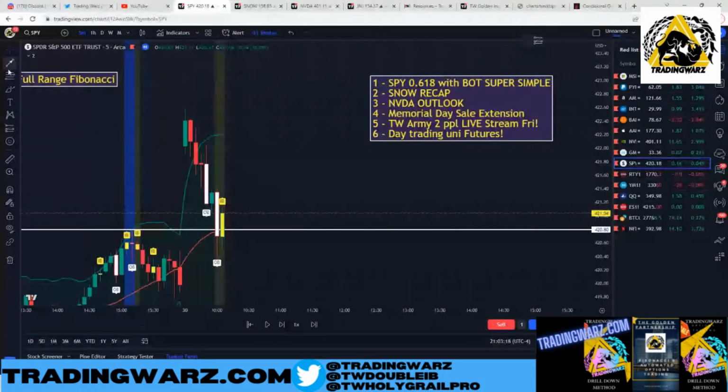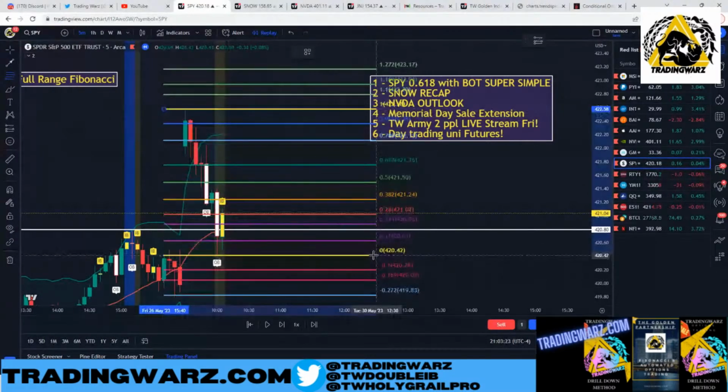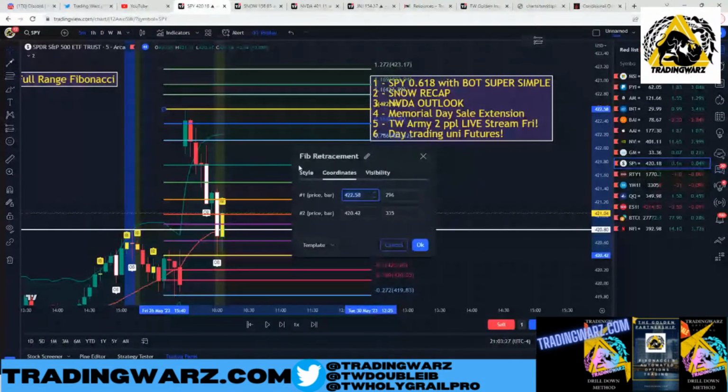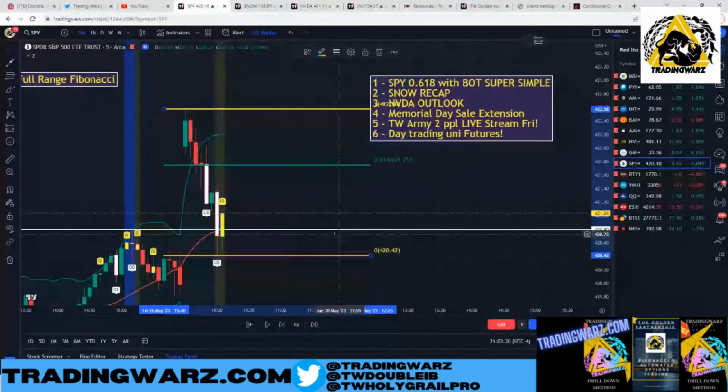So from here, this is where we go ahead now. We take our Fibonacci from our high to our low like this. Okay, and we're going to double click on this, and I'm just going to put on the 618. As a new trader with a small account, you only want to focus on one good fib level, and there we have the 618.